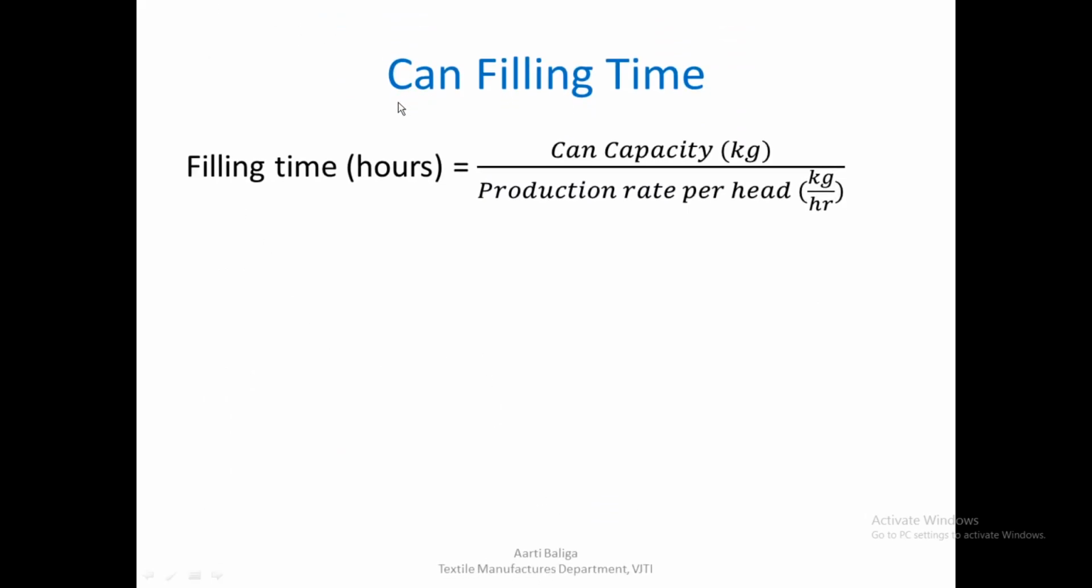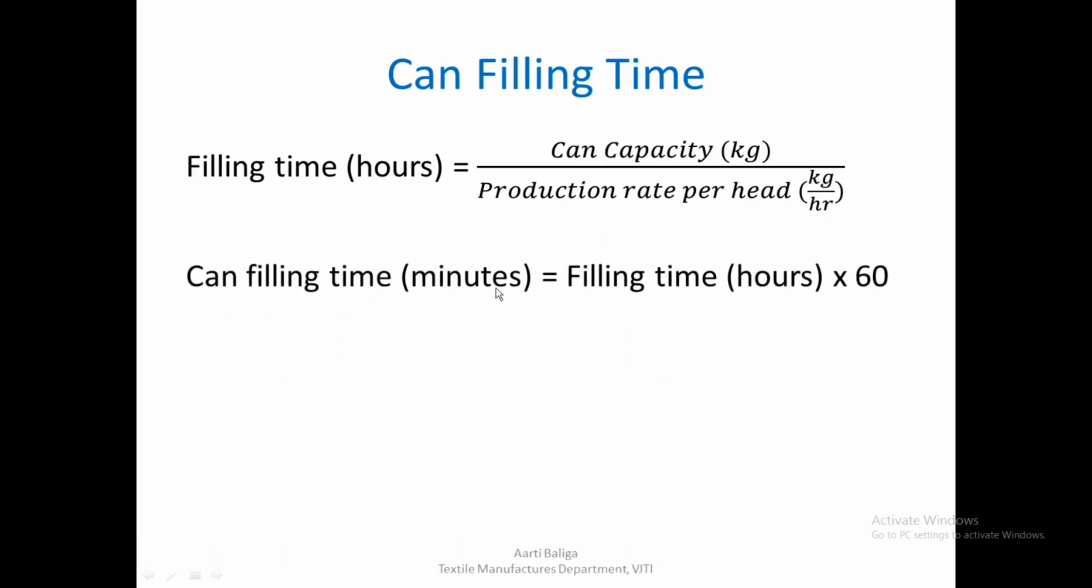Now we come to the numerical on can filling time. So can filling time in hours would be equal to can capacity in kgs divided by the production per head in kgs per hour. That means if you need to fill a particular can, how much time will it take to fill this can for the draw frame. So what you need is the can capacity, how much the can can take, and at what rate the draw frame is going to deliver the sliver in kgs per hour. So you'll come to know how much time this will take once you divide one figure by the other. This would be in hours, of course, because it is in kgs per hour.